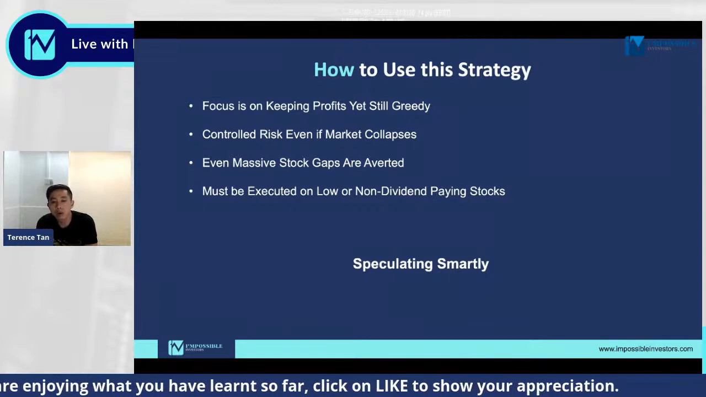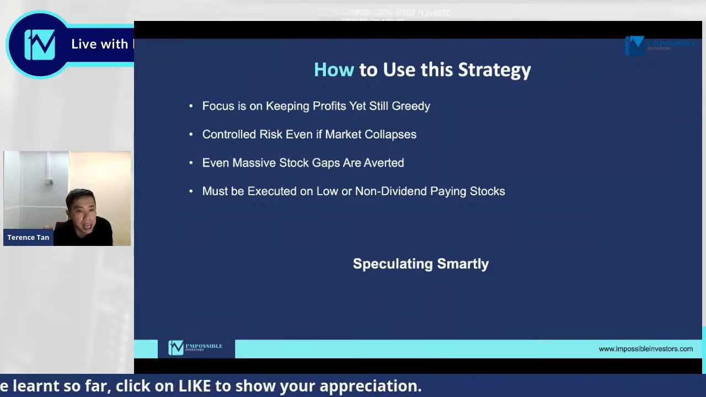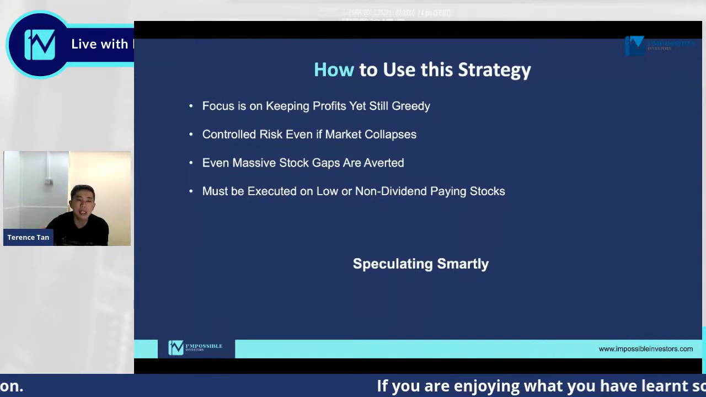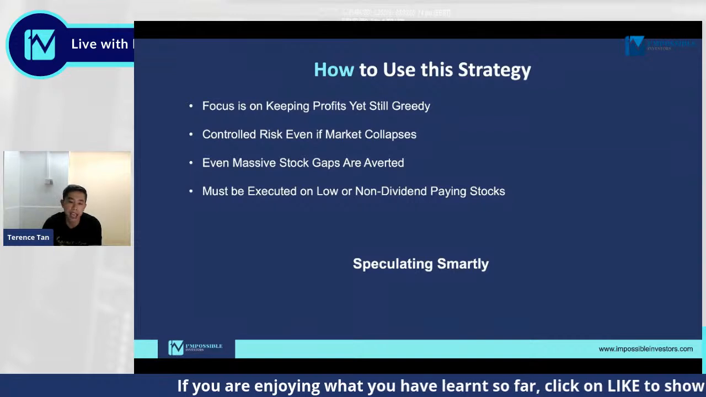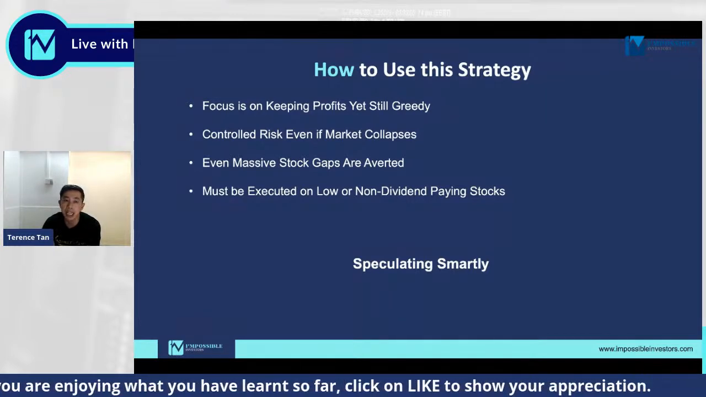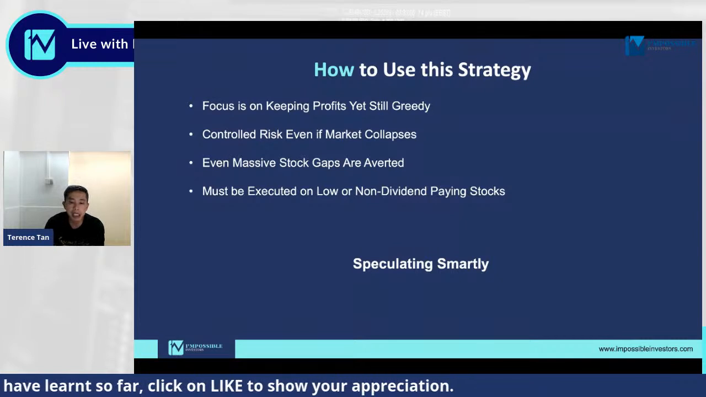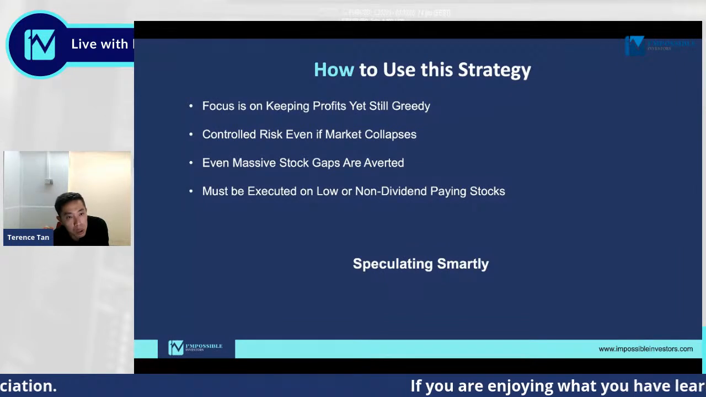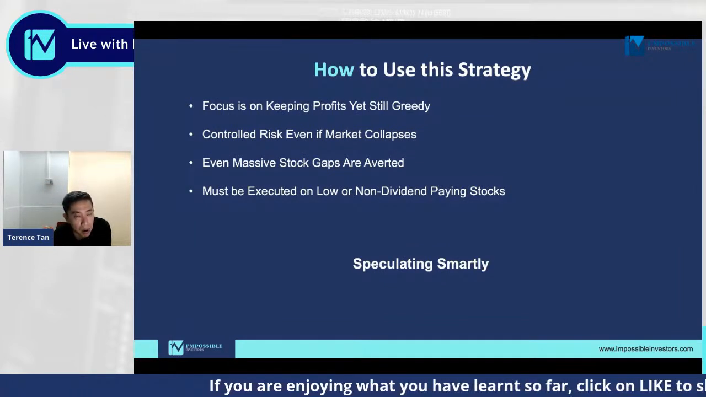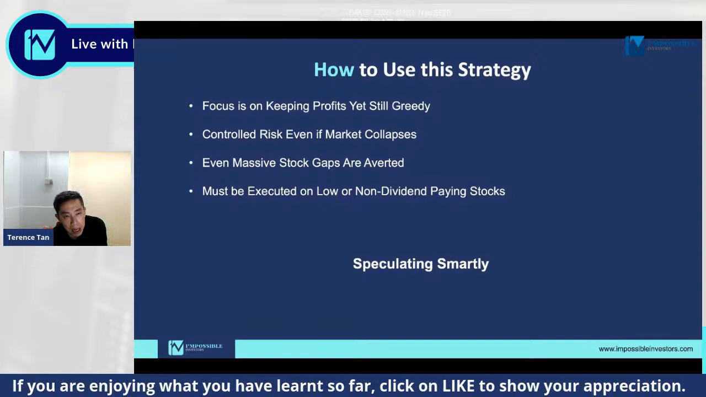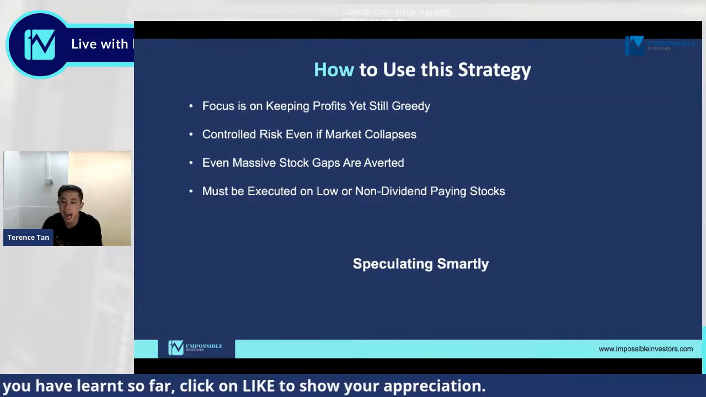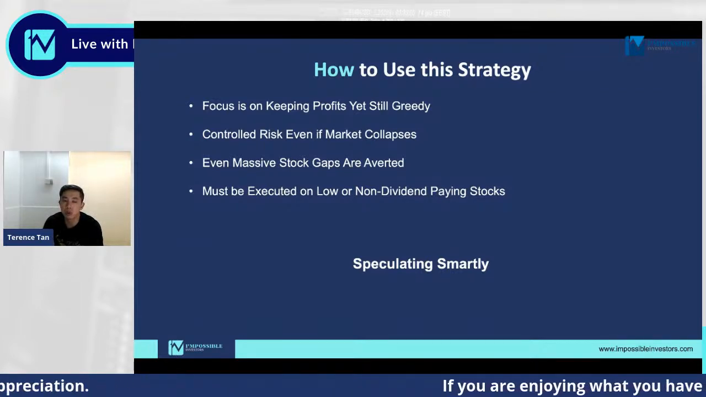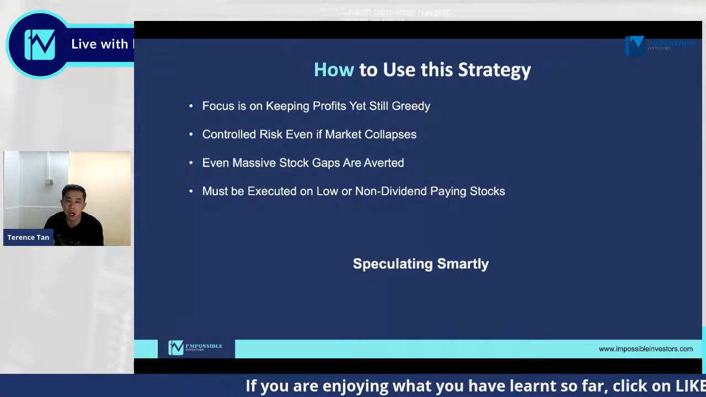Now, next, you are also trying to control your risk in the event that the market will collapse. So in the event that what happened last Thursday would happen again, you would have kept all your profits because they were already taken off the table. Even massive stock gaps will be averted, because the biggest threat to stock ownership is not it going down, it's actually a gap on the open, more so a gap down. These gap downs will be averted because you have paid for the call option, which means you will never ever lose more than what you have paid for the call option.